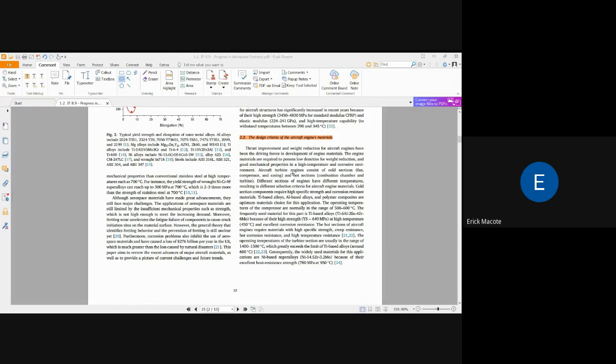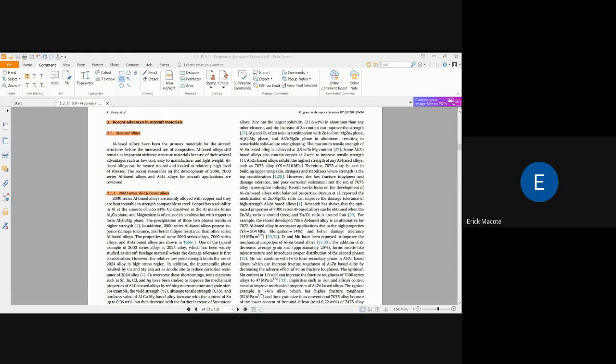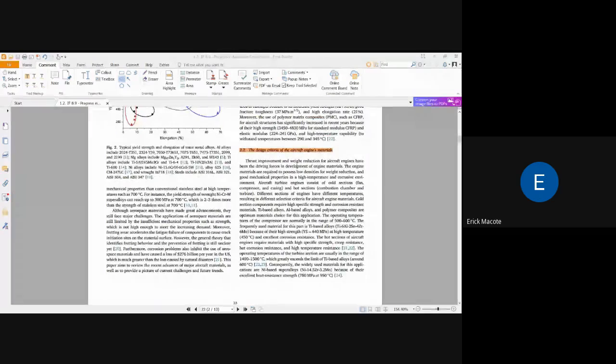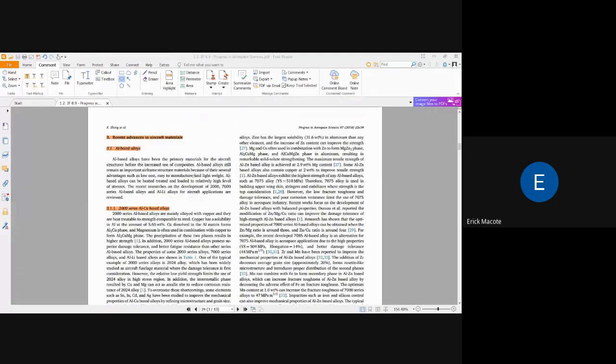In this context, titanium-based alloys, aluminum-based alloys, and polymer composites are material choices for this application. Now we're going to talk about the recent advances in the aircraft materials.